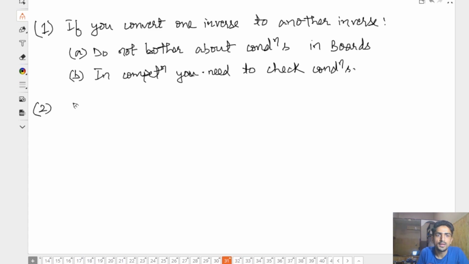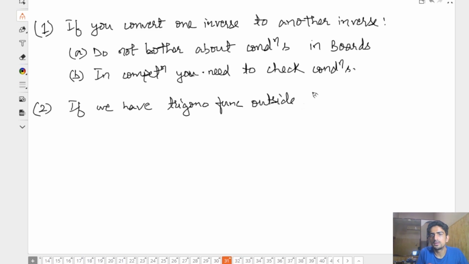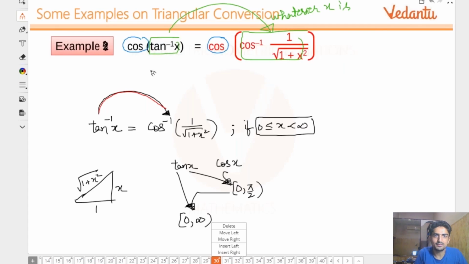Second, if we have, now this is very important point, trigono function outside inverse trigono, like this: trigono function outside, inverse inside. Okay.